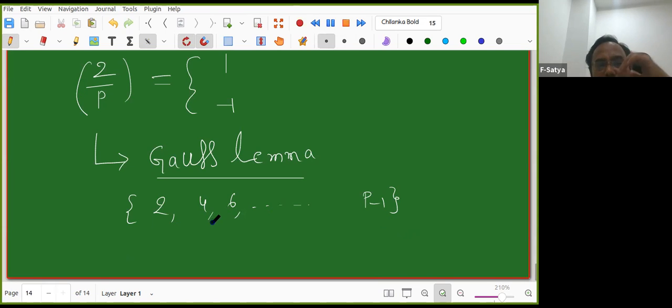Okay. One more thing. In these, how many of them are greater than p by 2? That is what I want to find out. And how many of them are less than p by 2? Are you following? Can somebody give me some hint or something?